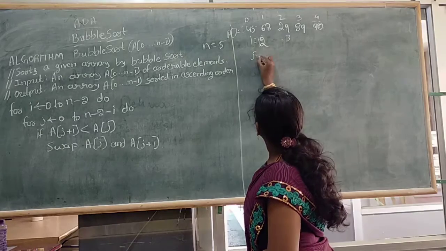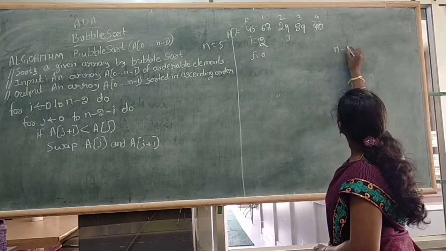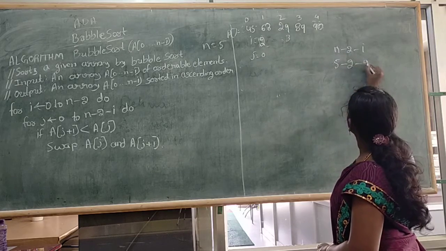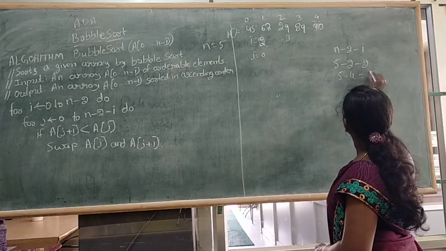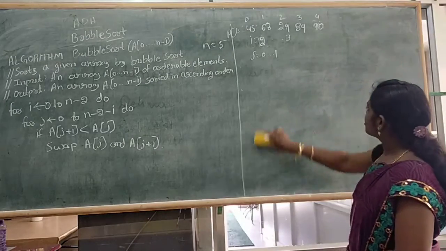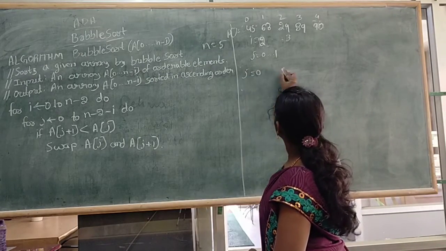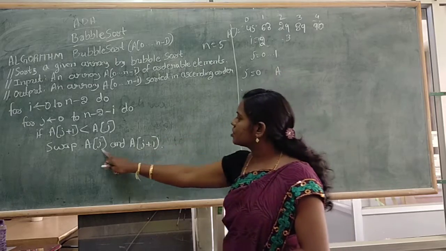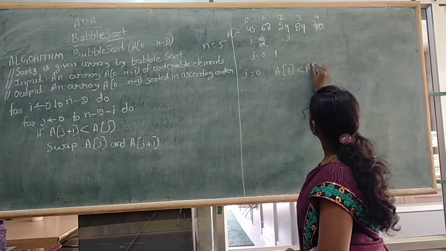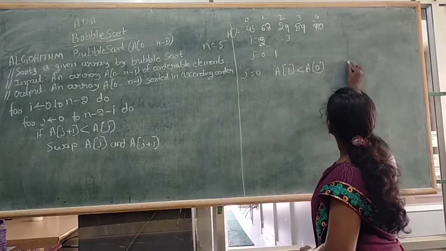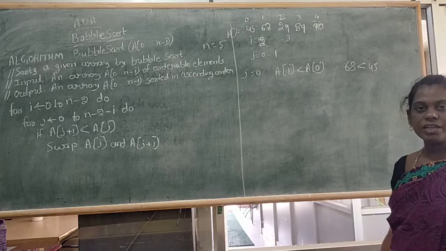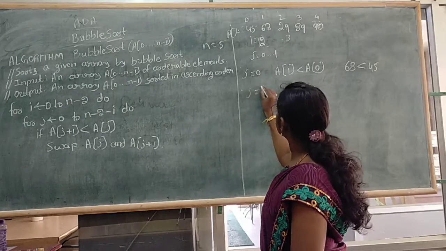So next J is equal to 0 to n minus 2 minus I. n is 5, and 2 minus I is 2, so 5 minus 4 is equal to 1. So the J loop runs only from 0 to 1. First J is equal to 0. Check: A of J plus 1 means 0 plus 1, which is 1. A of J means 0. So what is A of 1? 68 less than 45? No. Condition fails.